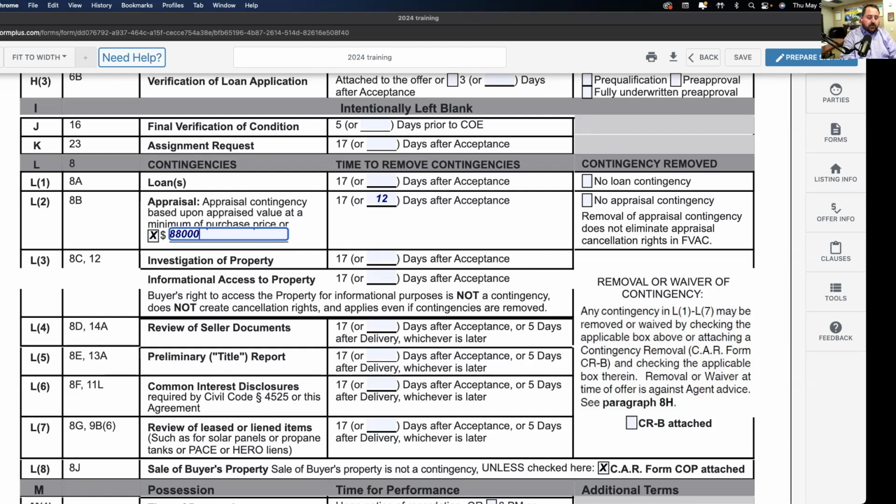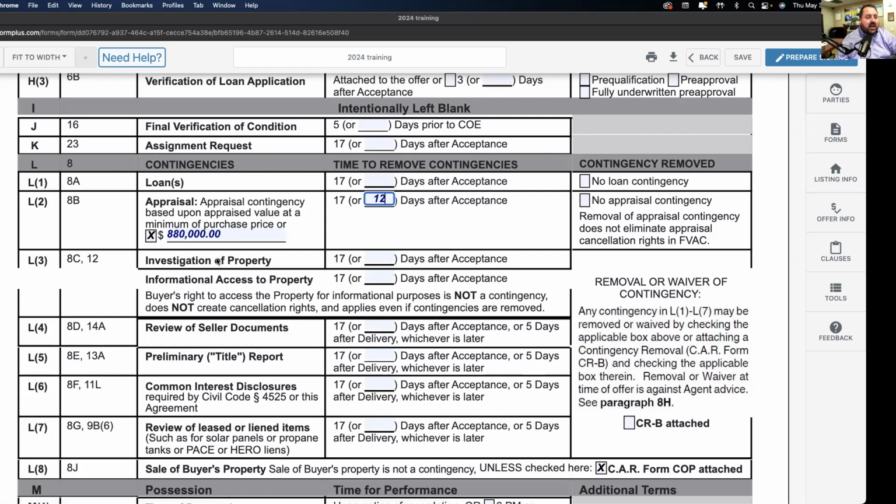I'm saying to you that as long as I'm going to do an appraisal on the property, I've got 12 days to do that appraisal. I'm not removing my appraisal contingency, but I am only using my appraisal contingency if the appraisal is less than $880,000, your list price. What I'm telling you is that even if it appraises at $895, I'm going to pay you $900. If it appraises at $881, I'm going to pay you $900. I'm going to pay that difference.